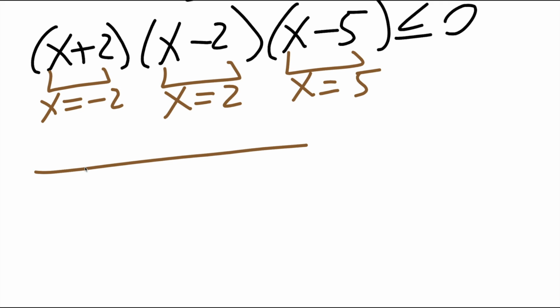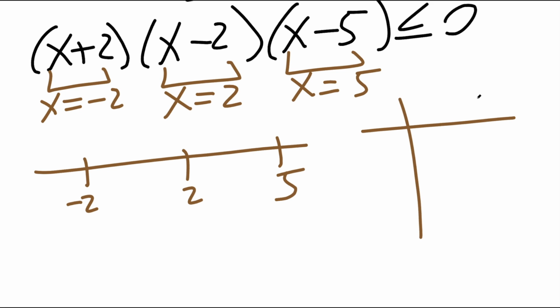So once we have that, we put that in our number line. So we have negative 2, positive 2, and 5. And we want it to be less than or equal to 0. So we'll draw again a quick little table to help us out. We need a number less than negative 2. Let's say negative 3. We need a number between negative 2 and 2. 0 is a nice one. A number between 2 and 5, 3. And a number bigger than 5, we can do 6.